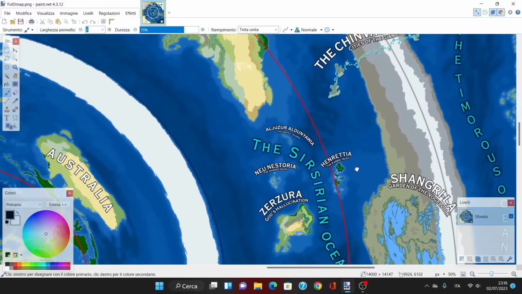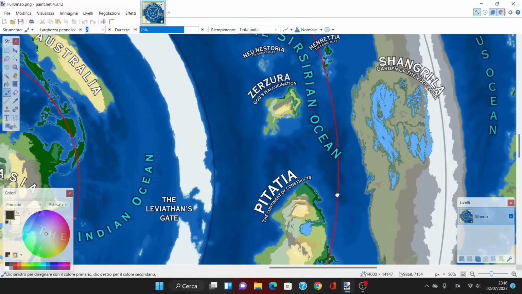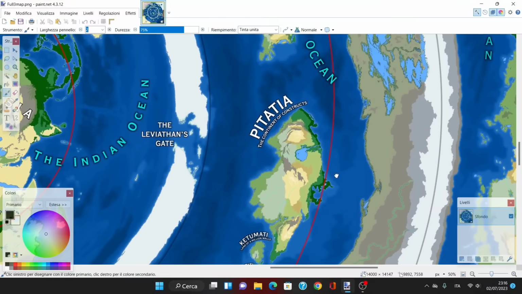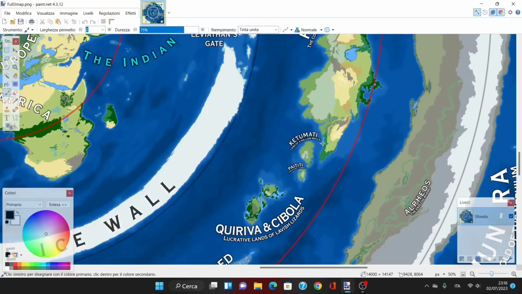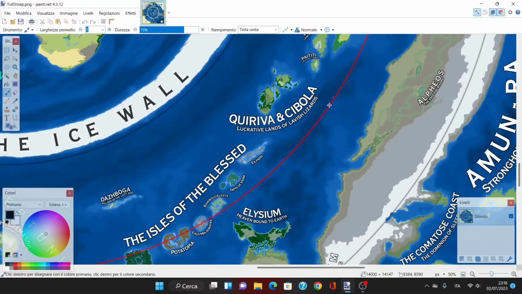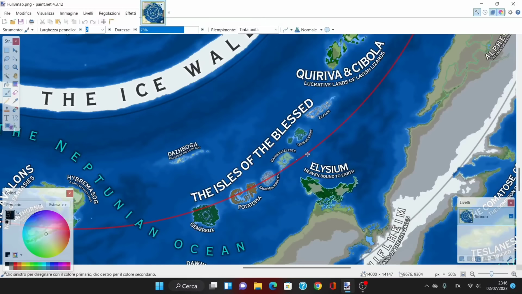But once again, this is not the objective of this map. It is not to be focused on the facts that are on the political matters, on the geopolitical matters, but it is mostly focused on the geographical factors. So we even have names and epithets for these continents, so like Pitacia, the continent of constructs, Ketumati, land of a million walls, Quiriv and Cibola, lucrative lands of lavish lizards, all things we mentioned again in the last episodes.